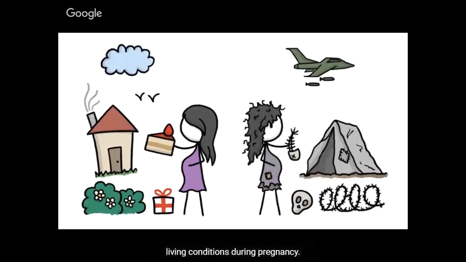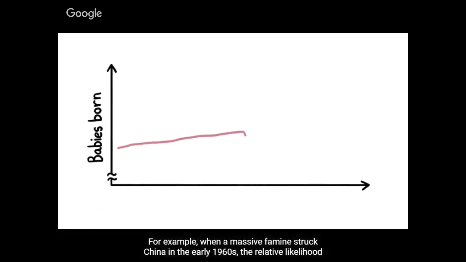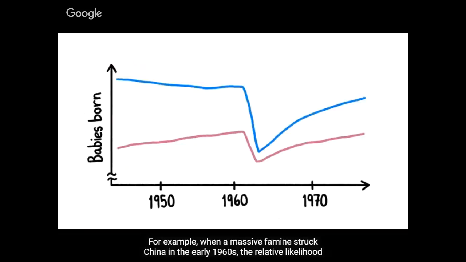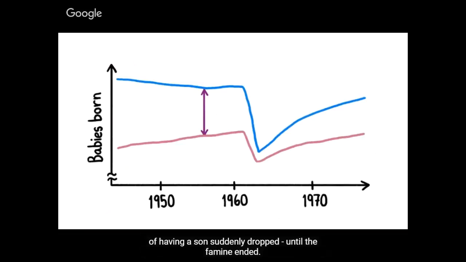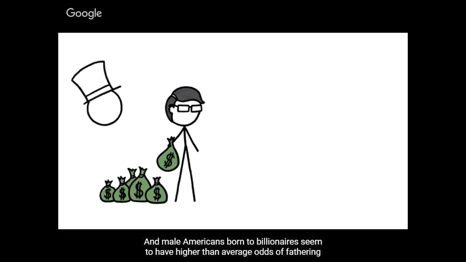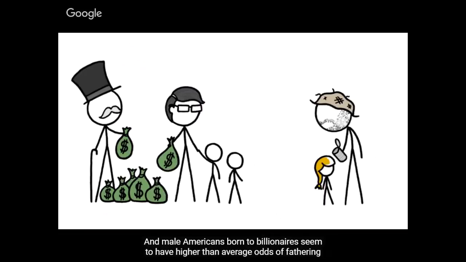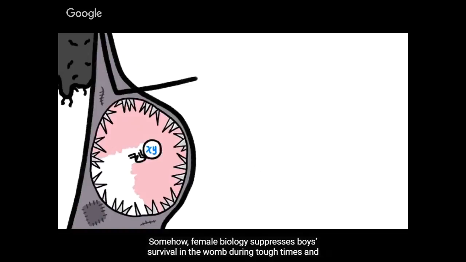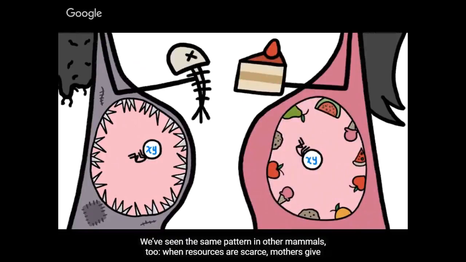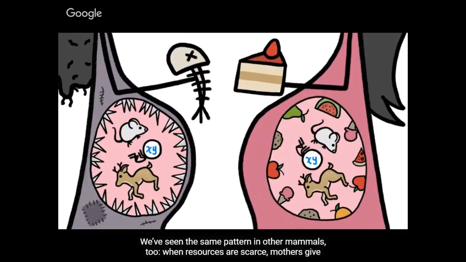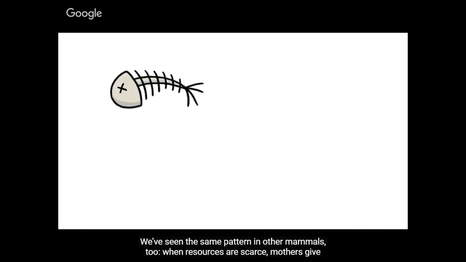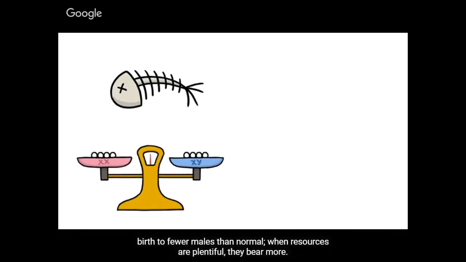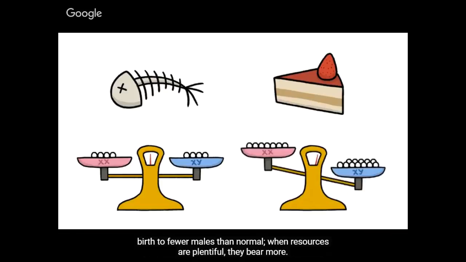living conditions during pregnancy. For example, when a massive famine struck China in the 1960s, the relative likelihood of having a son suddenly dropped until the famine ended. And male Americans born to billionaires seem to have higher than average odds of fathering sons. Somehow, female biology suppresses boy survival in the womb during tough times and boosts it when times are good. We've seen the same pattern in other mammals too. When resources are scarce, mothers give birth to fewer males than normal. When resources are plentiful, they bear more.